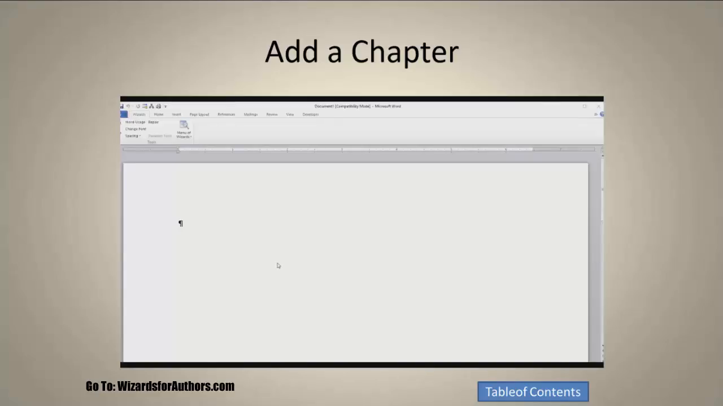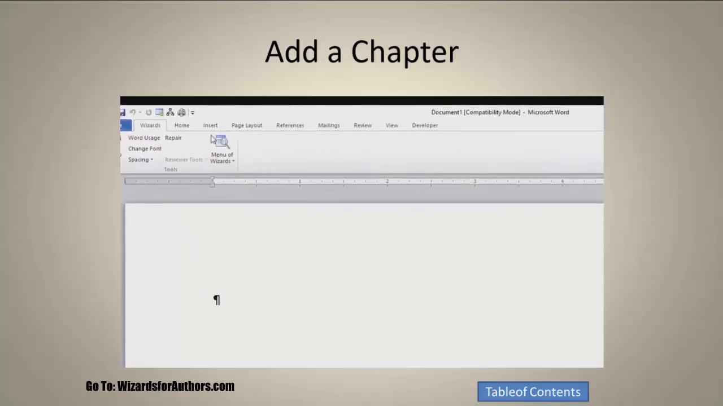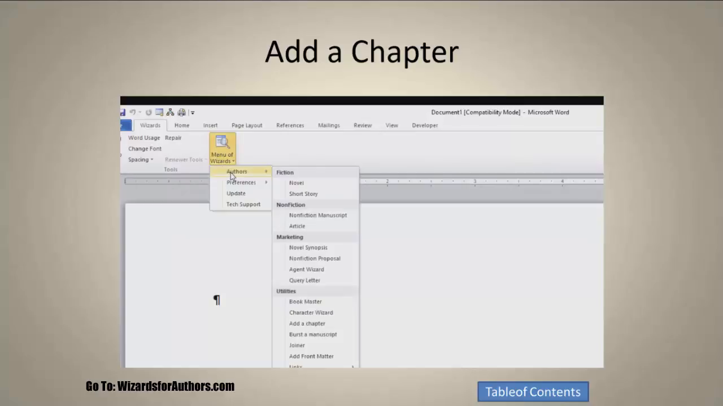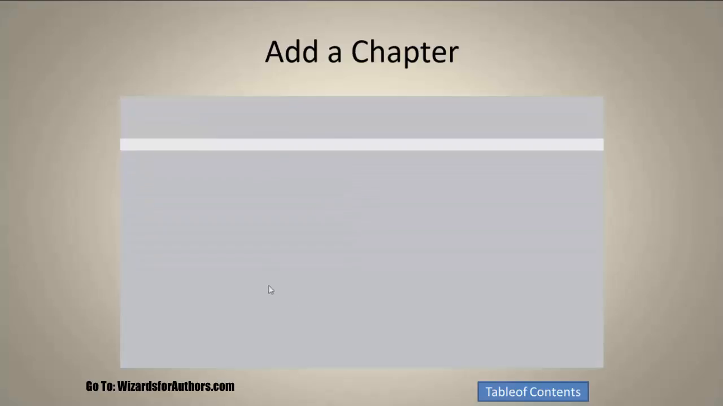Open Word. Click on the Wizards tab. Click on Menu for Wizards. Click on Authors. Slide down until you see Add a Chapter. Click on Add a Chapter.